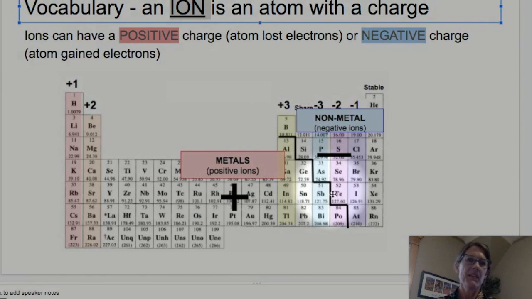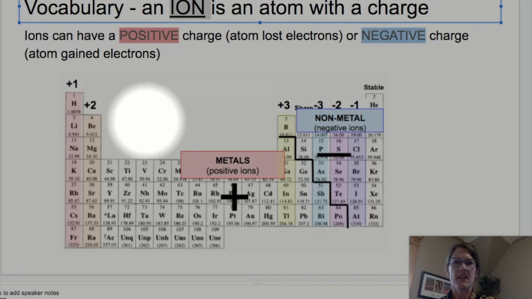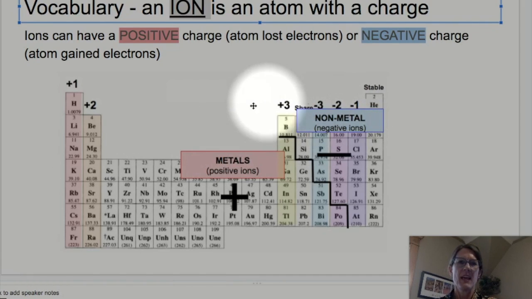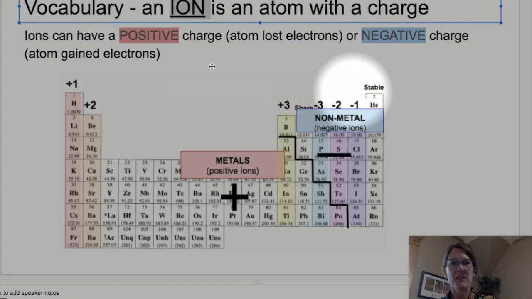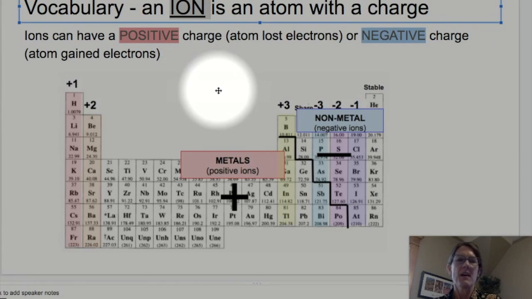It's helpful to know that on our periodic table, remember the step line right here that divides the metals, so all of these on this side are metals, from the nonmetals. And I'm using some pink here to help you see that the metals are always going to become positive ions, and the nonmetals always become negative ions. And you'll learn a lot more about that as we go.